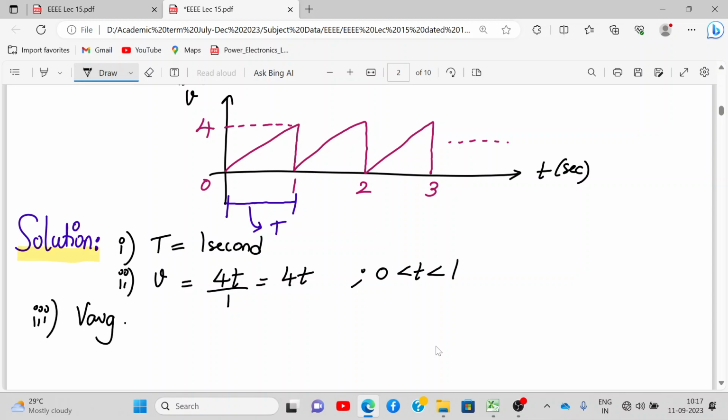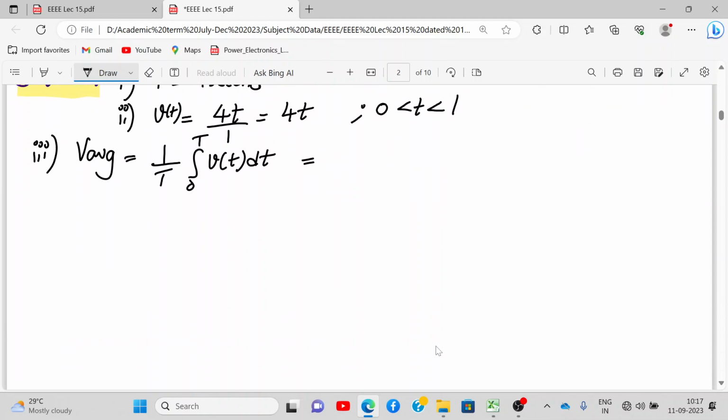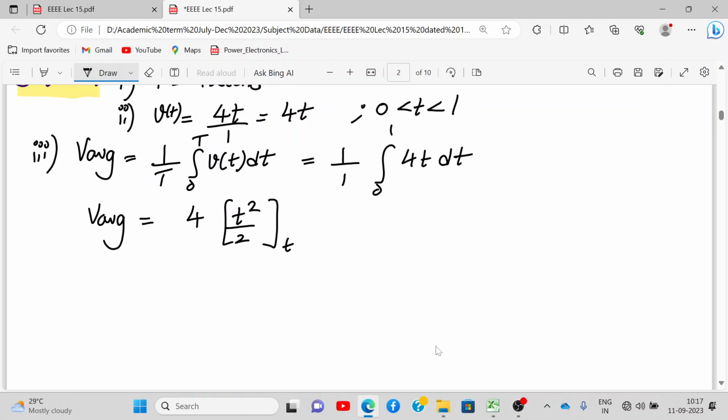So V average is 1 upon t, integral from 0 to t, V of t dt. Alright, so how much is t? 1. So 0 to 1, V of t is 4t dt. What is integral of 4t? 4 out. So what is integral of t? t square by 2. Right? So this will be t square by 2, where t is going from 0 to 1. How much is this? 4 into half. And what's the average value now? 2 volt.